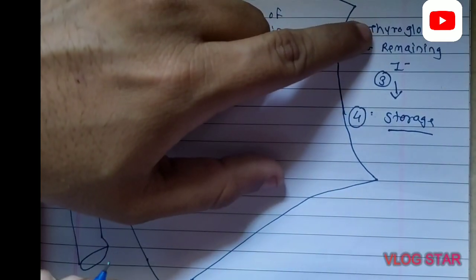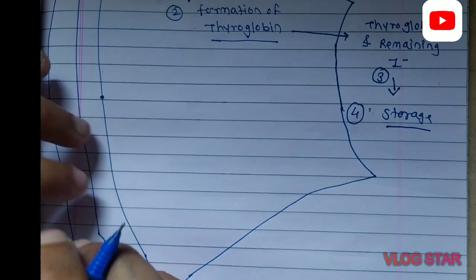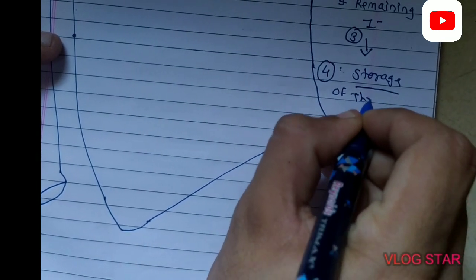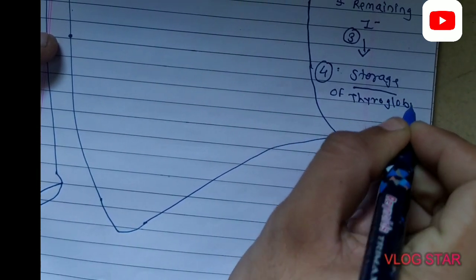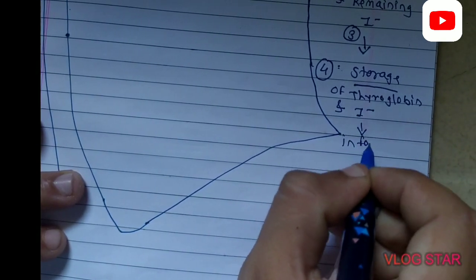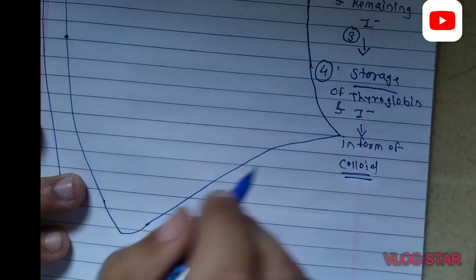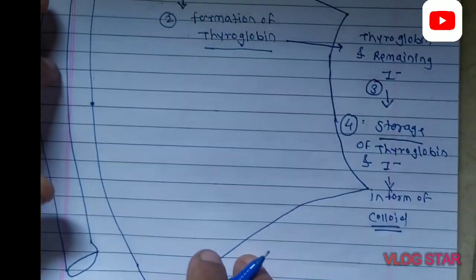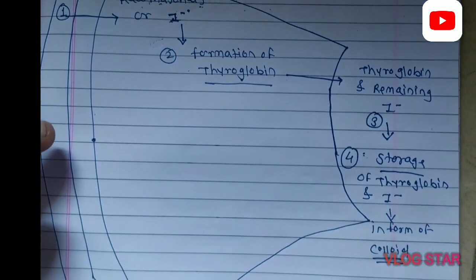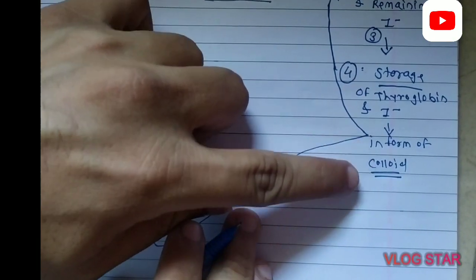So this thyroglobulin as well as iodide get stored in the form of colloid. The fourth stage is nothing but the storage of thyroglobulin and iodide in the form of colloid. This process, or these seven stages, are also happening in the next adjacent thyrocyte cell.